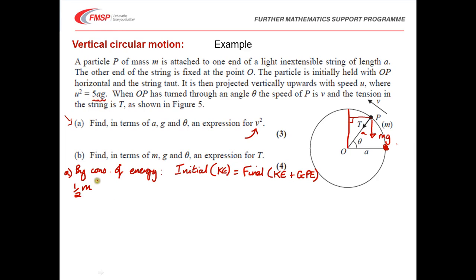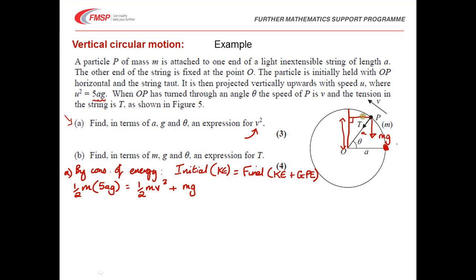5ag, so I'm just going to go right ahead and put that in there. So half m times 5ag is my initial kinetic energy. My final kinetic energy is going to be a half m v squared, and that's the v that we're looking to find the value of. Gravitational potential energy is going to be mg times the height that it's risen through, and that's this height here that I've shown on the diagram.